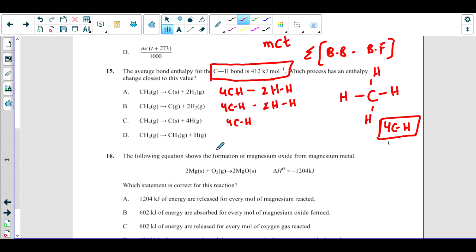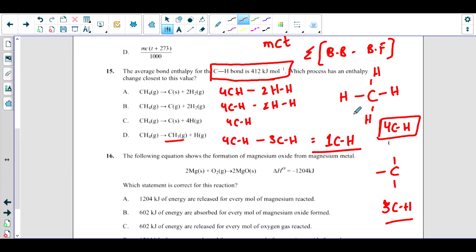But if you look at the fourth one, it is what? 4CH minus 3CH. Why 3CH? Because this is CH3 alkyl radical. How many bonds are there? 3 carbon hydrogen bonds. So if I minus them, 4 minus 3 is how much? 1CH. So you see the answer is similar to what is asked here. So what's the correct answer? D is the correct answer in this case.